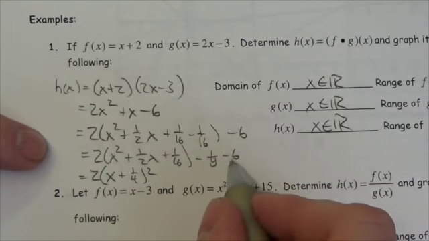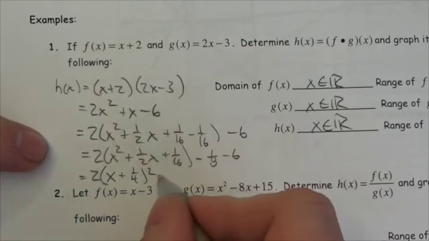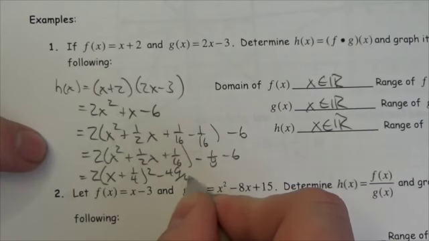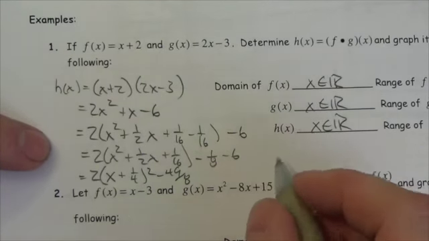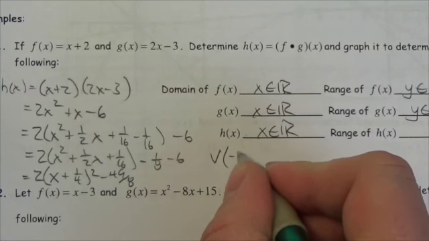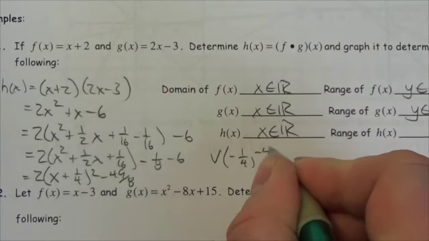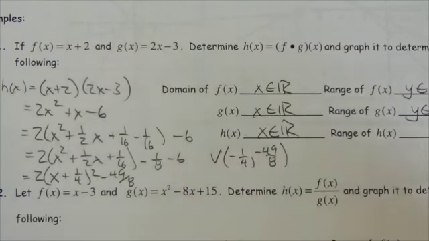And what's this going to be? Negative 48, so minus 49/8. I hope that's what you get there. Let's just multiply numerator and denominator by 8 there, 48, yep. So my vertex here is going to be the point negative 1/4 comma negative 49/8.